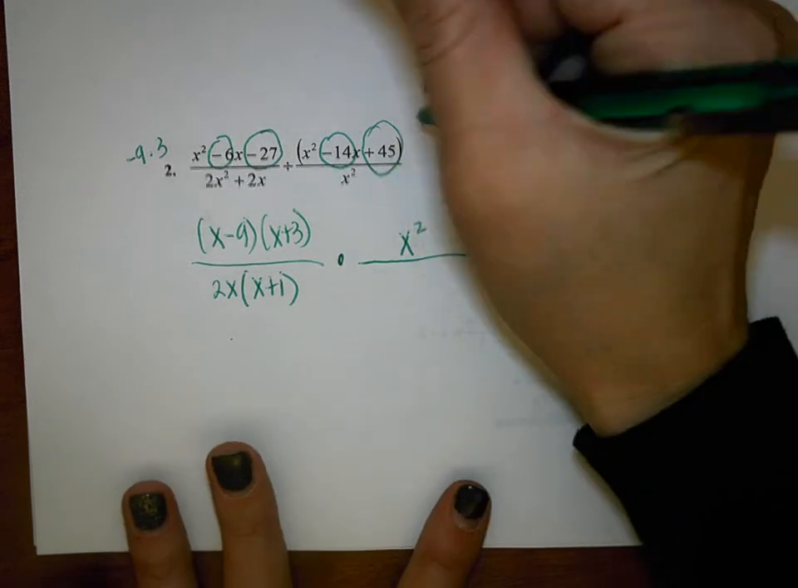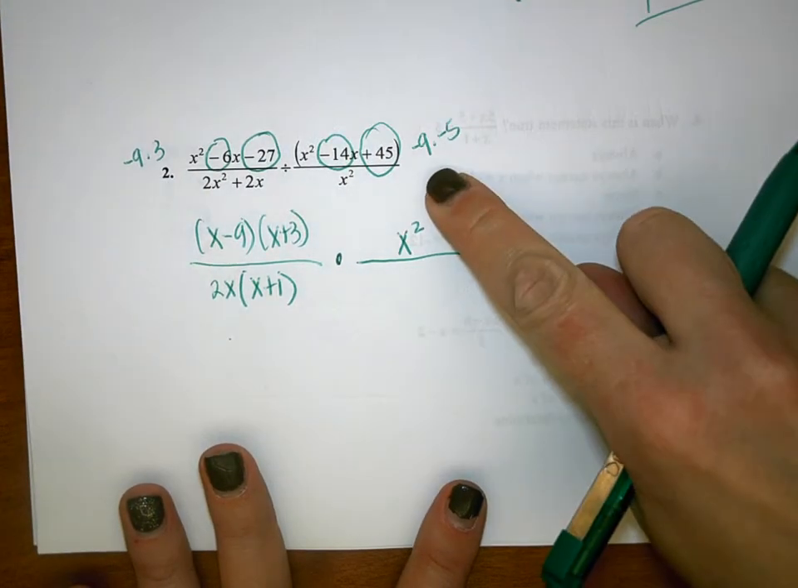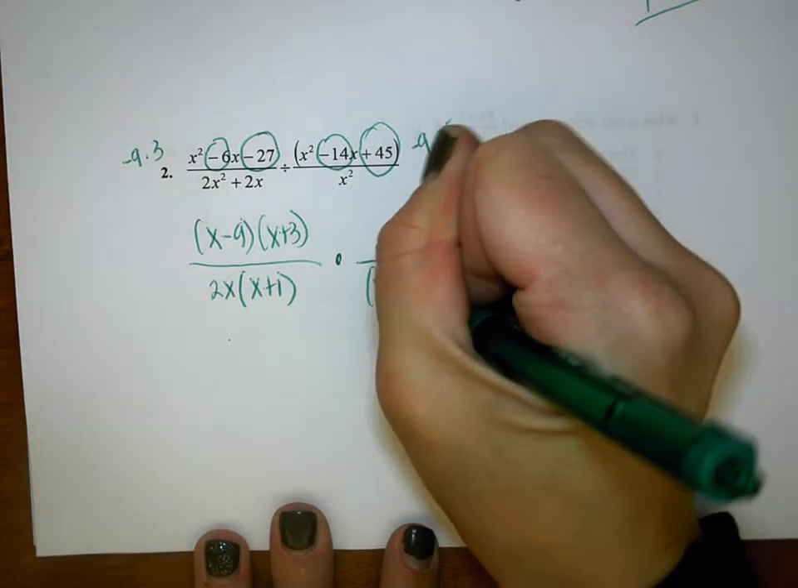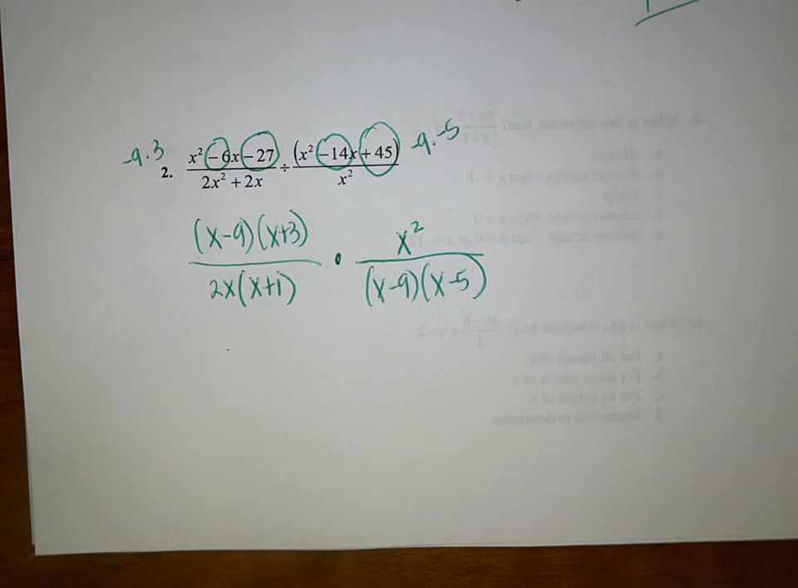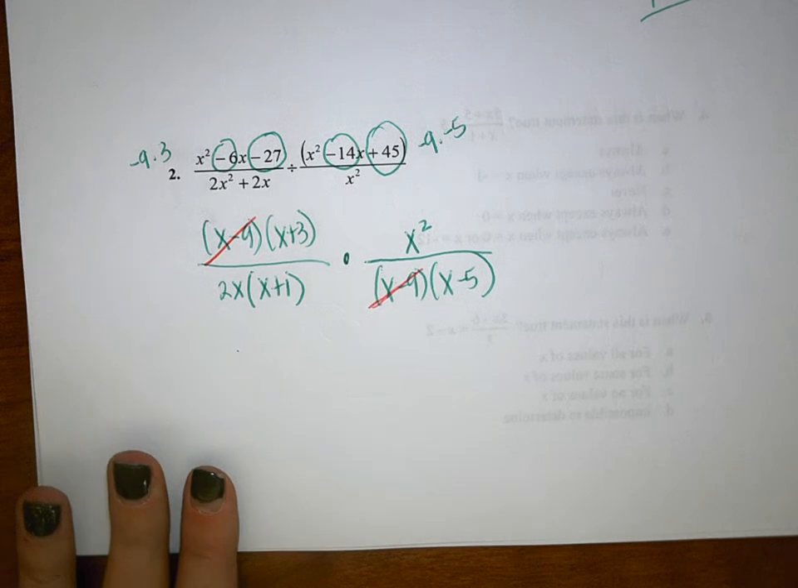Very good. Negative 9 and negative 5. Those add to be negative 14, multiply to be a positive 45. x minus 9, x minus 5. That's pretty easy. What can reduce? x minus 9. Very good. This x squared and this 2x.